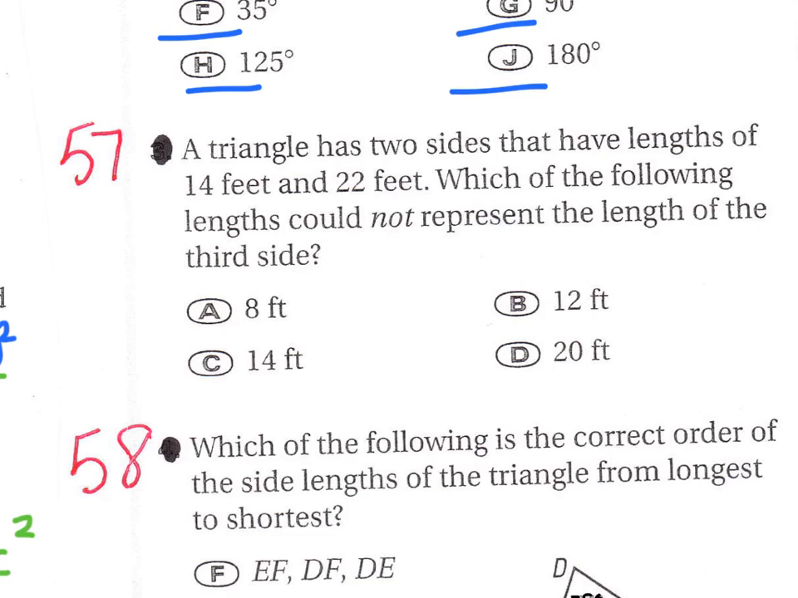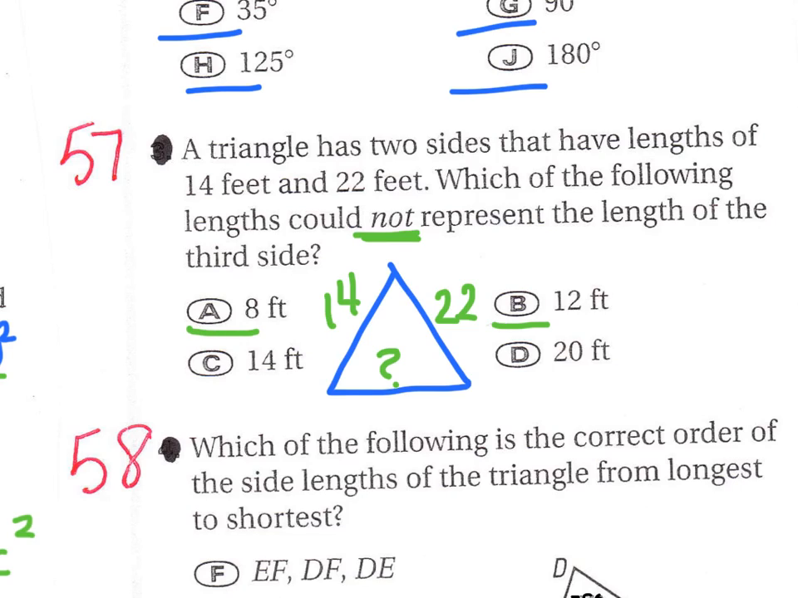Number 57, we've got a triangle. Okay, there's a triangle, and two sides have lengths of 14 feet and 22 feet. Which of these lengths, A, B, C, or D, cannot be the length of this third side? Remember, if you add the two smaller ones together, they've got to be bigger than the third side. So which one can it be? Is it A 8, B 12, C 14, or D 20?